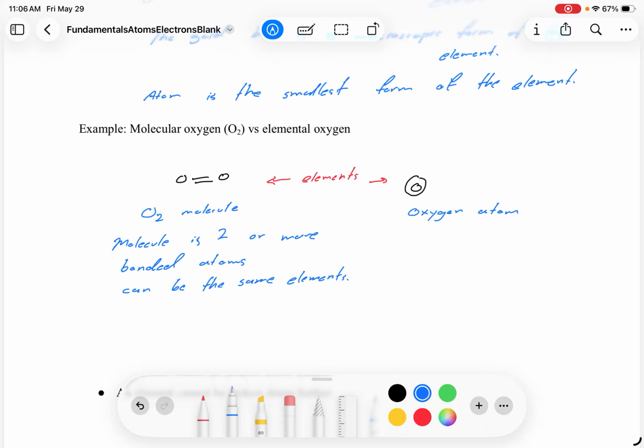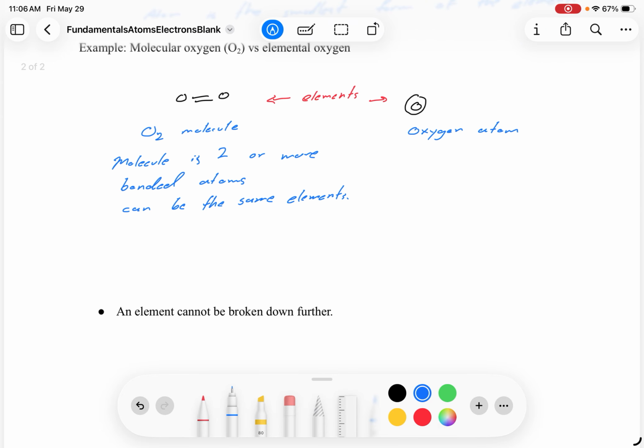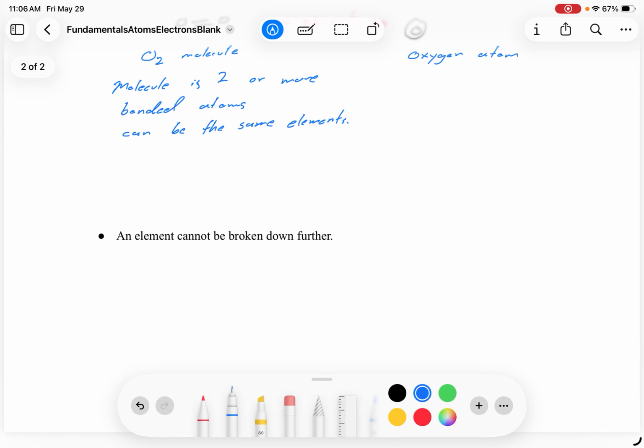And like we said before, an atom is the smallest representation of an element. So in this case, the oxygen atom is an element. And that's a good example. Again, if you have questions or want me to make things clear, just let me know. And remember that an element cannot be broken down any further. An atom is the simplest form of an element.